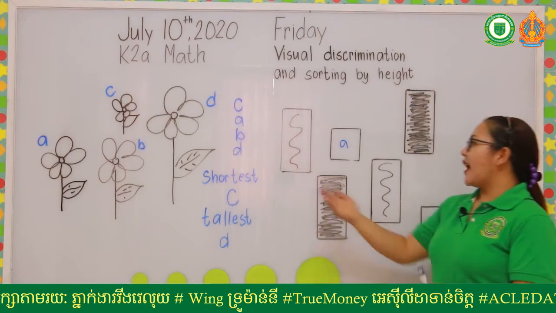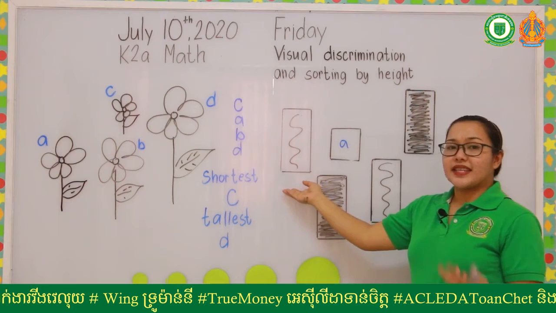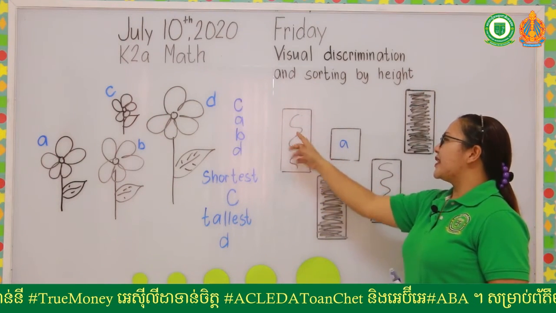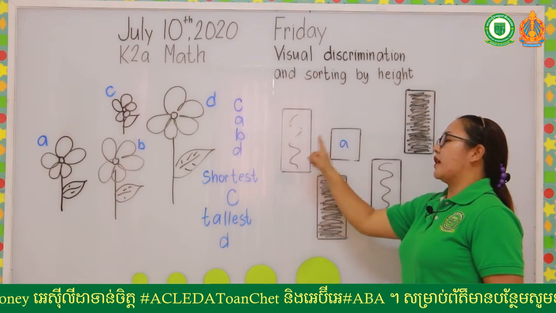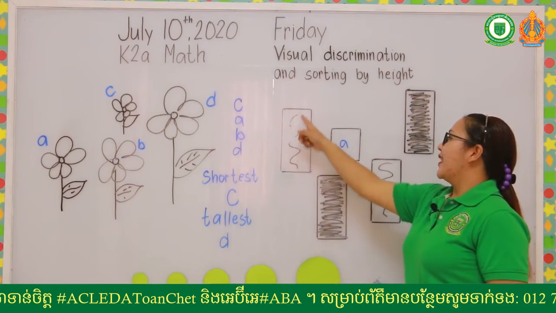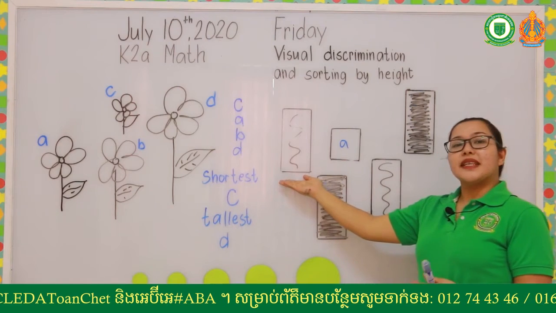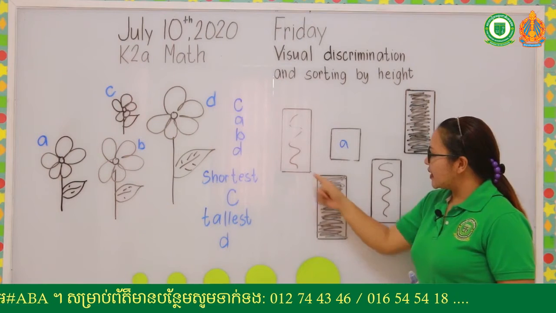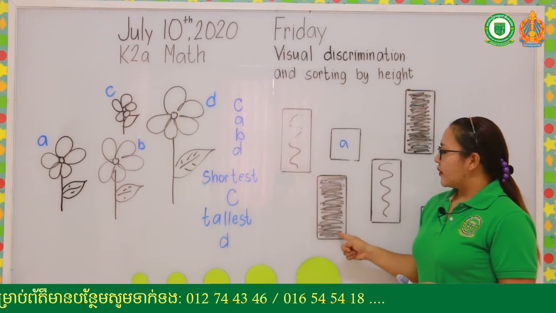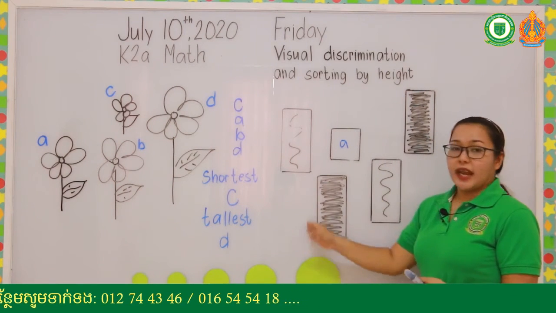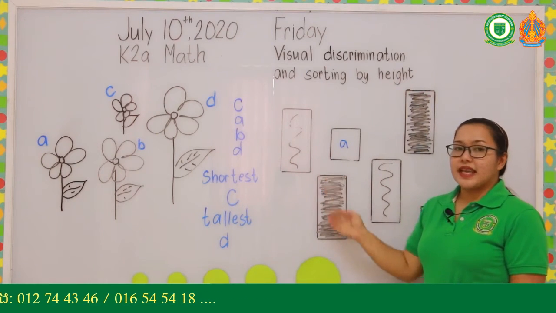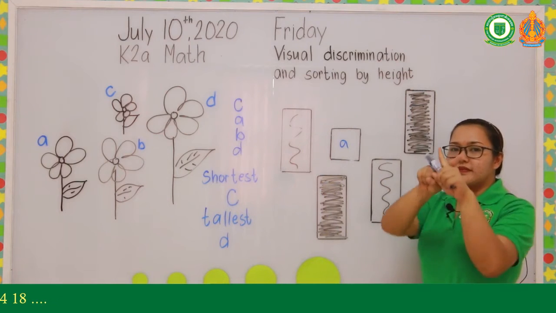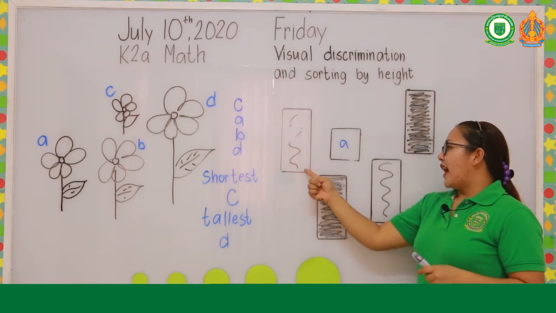Okay, now let's see. How about this design? It's a rectangle. It has a curved line, not zigzag, because zigzag is supposed to be straight lines. Can you check if they have the same design? No, the same shape, but they don't have the same design inside the rectangle. So it's not the same.